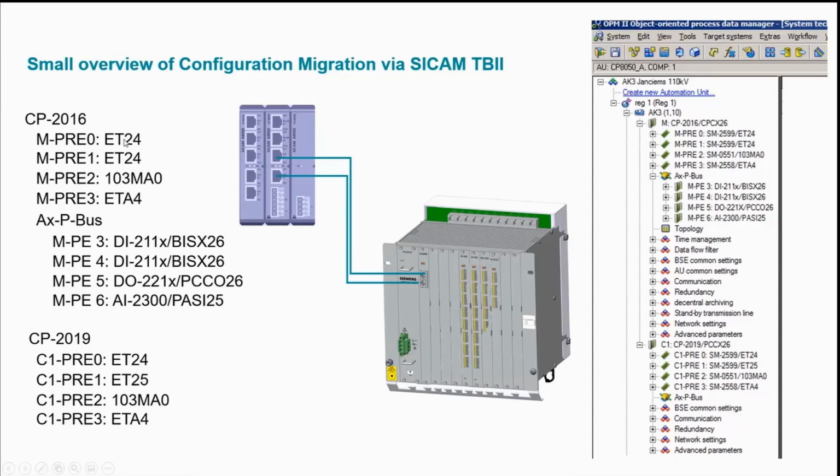Now, in terms of configuration, this means we will replace the CP 2016 with a CP8050, which should be equipped with, in the protocol 0, the equivalent 104 firmware of the CP8050, which is the ETI4. For the protocol 1, we have the same protocol, 104, so we will have to equip it with the equivalent for the CP8050. Protocol 2, which is the equivalent for 103 master in the CP8050, is the 103 MI0 firmware.